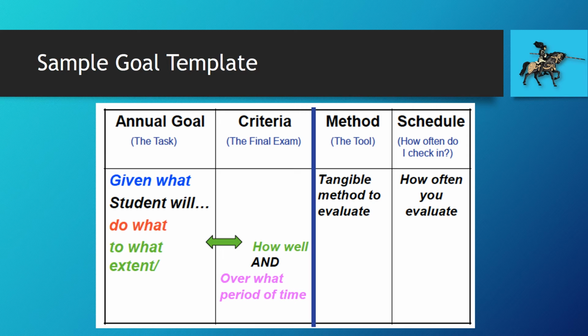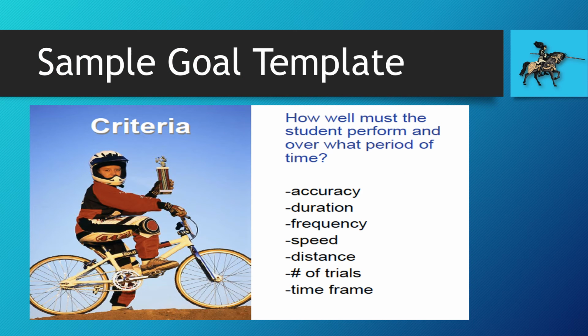Here's a sample goal template. The left part is what the student is responsible for, and the right part is what the adult will observe. The criteria is how well the student must perform and over what period of time. They include concepts such as accuracy, duration, frequency, speed, distance, number of trials, and time frame.